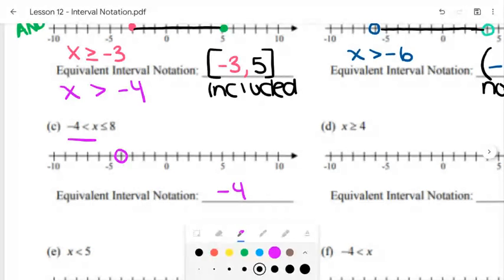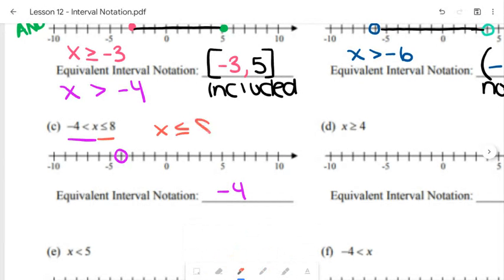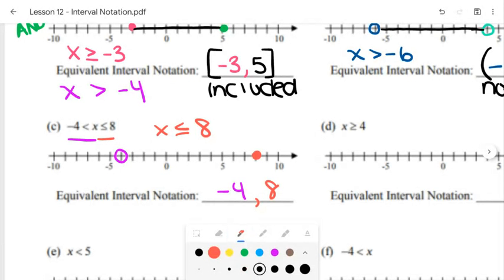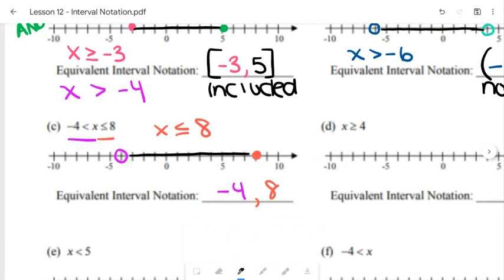And then x is less than or equal to 8. So I'm going to have my closed circle at 8. I'm going to shade in between again. And this time I'll have a parenthesis on the left, but a bracket on the right.